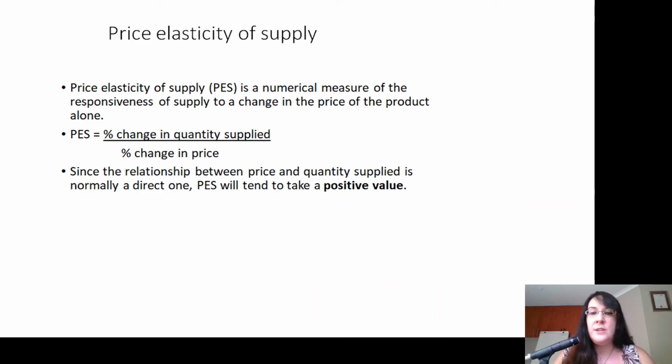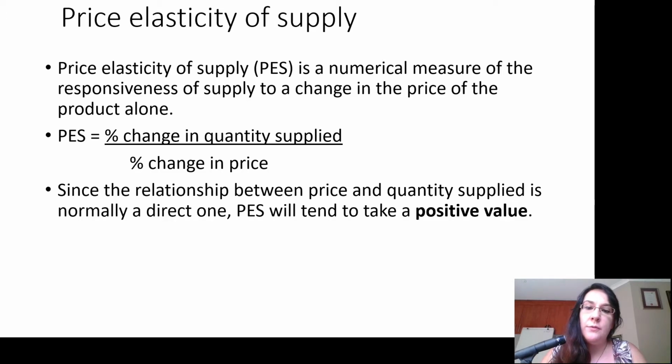So again, there's a definition for price elasticity of supply. It's a numerical measure of the responsiveness of supply to a change in the price of the product alone, or as I just simply put, it is how sensitive or responsive quantity supplied is to a change in the price. Now I just want to look at the formula for PES. So if I simplify it mathematically, I can write it as follows: percentage change in quantity supplied divided by the percentage change in the price. And that change is delta, that little triangle.